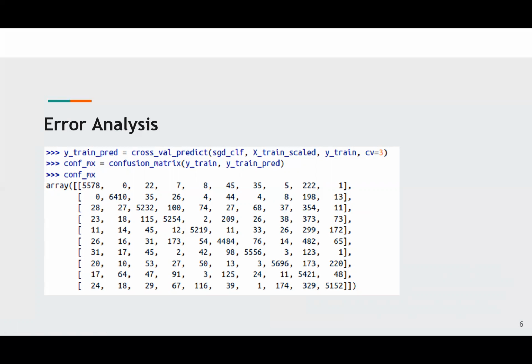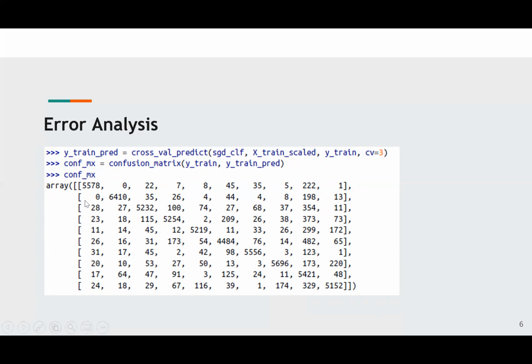Instead of that 2 by 2 matrix that we had in a binary classifier, remember, it's 5 or not 5. In this case, it is 0, 1, 2, 3, 4, all the way to 9. And then the rows are essentially the actual values, and the columns are your predicted values. So what do you see here?